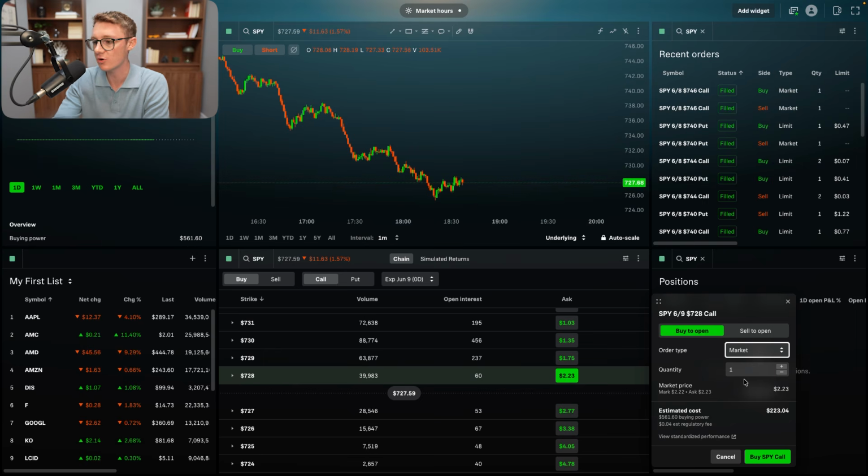And so with a market order, you're typically going to end up paying a little bit more than those contracts are probably worth. You're going to pay the ask side. So instead of paying the mark, which is going to be lower, you're going to pay the ask, which is going to be a little bit higher.